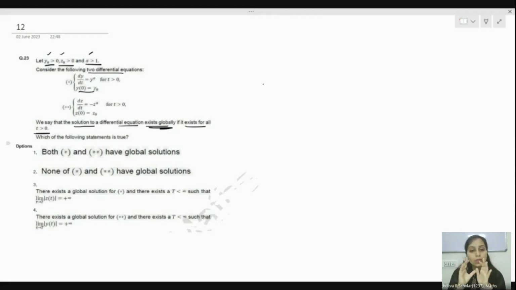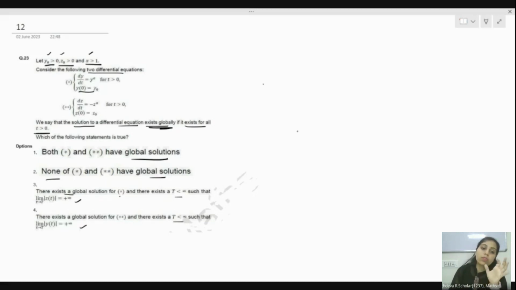Finite, the solution will tell you about the existence globally. So the options are also saying about this. The equation number star and double star have global solutions. None of the equations have a global solution. The star exists as a global solution, but for t less than 0, the limit tends to infinity. For some t less than infinity, the limit tends to infinity.